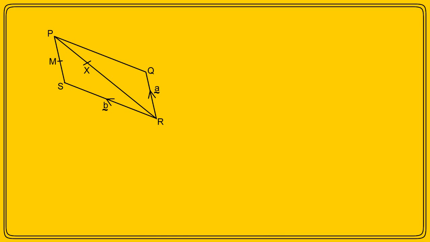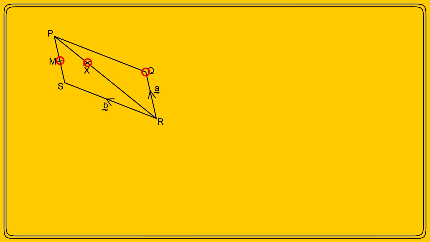Now this proof incorporates a couple of new ideas, but before we look at those, I guess we'd better see what the question is. PQRS is a parallelogram. M is the midpoint of PS and RX equals twice XP. We're also told that vector RQ is small a and the vector RS is the vector small b. We're required to show that Q, X and M are 3 points on a straight line.